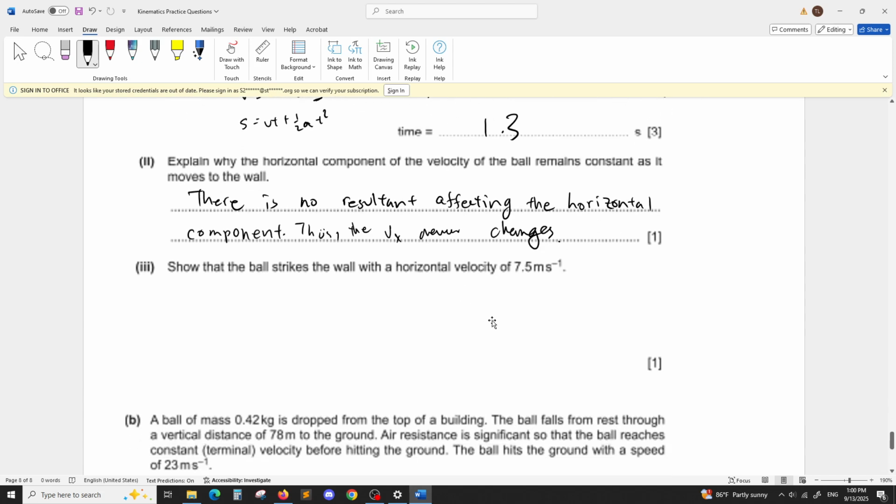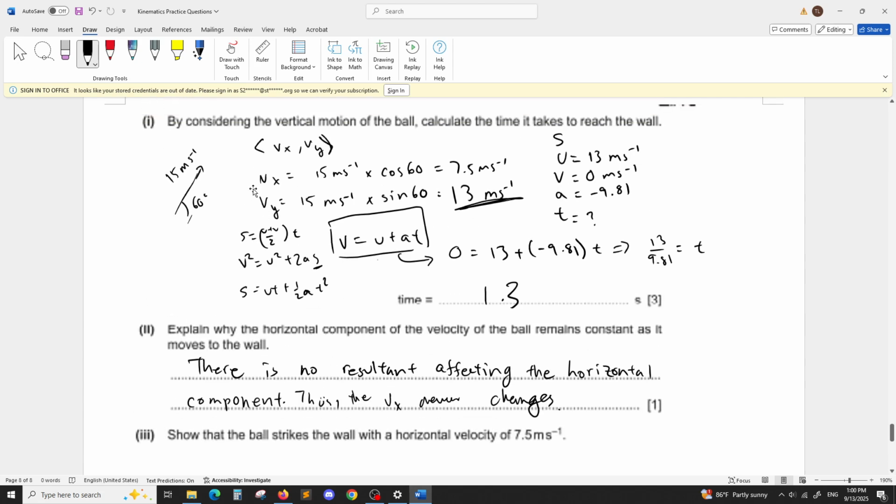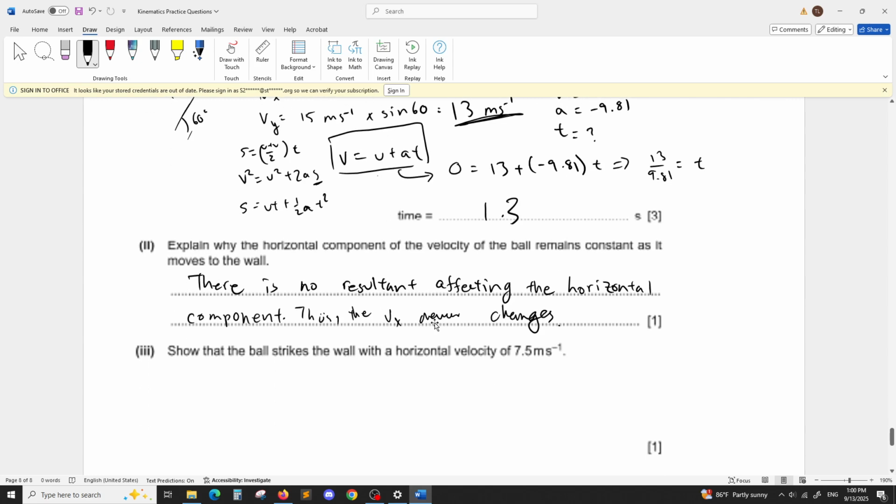Show that the ball strikes the wall at a horizontal velocity of 7.5. So actually, we already calculated this in part 1. It says explain why the horizontal component remains constant. So since it never changes, our initial horizontal velocity is the same as the final. So the initial x component is equal to the final x component. And since our initial is 7.5, that's our answer basically.